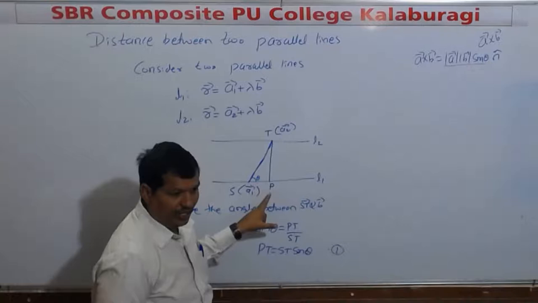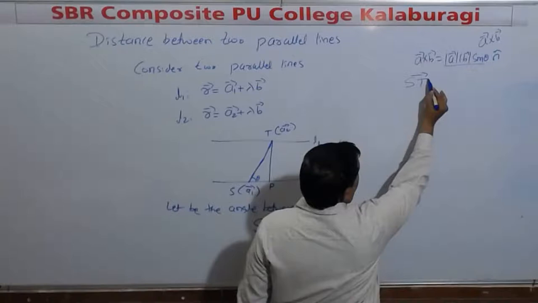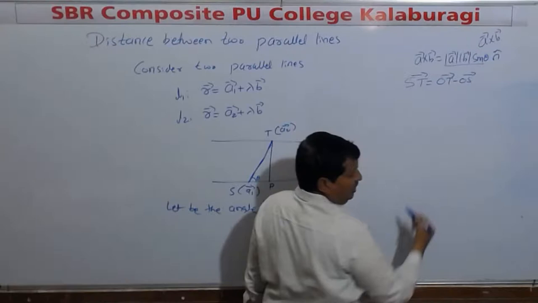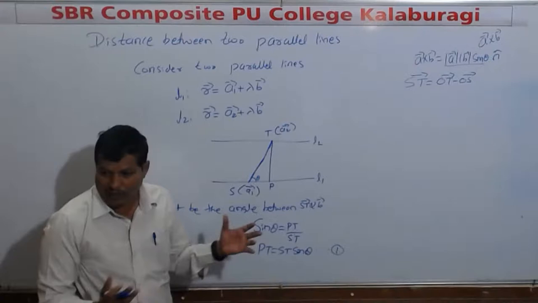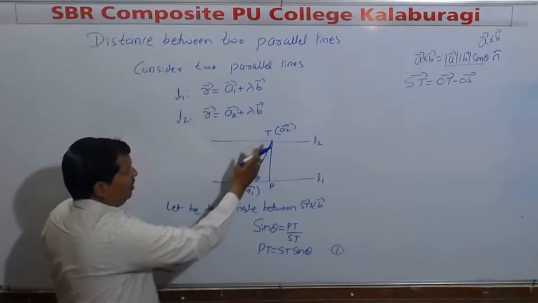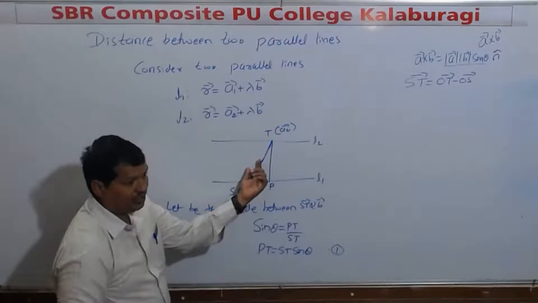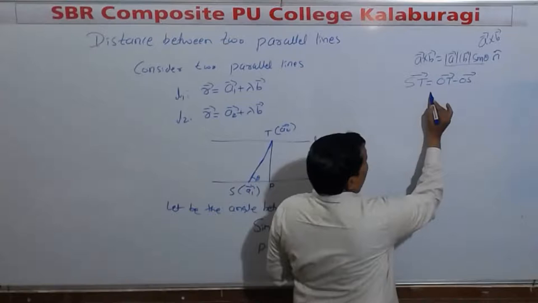Then what is the cross product of ST and B? First I want to find out what is vector ST. ST equals, you know, the position vector of the terminal point minus the position vector of the initial point. The position vectors of S and T are given with respect to the origin, so whatever terms you are discussing in a space are with respect to the origin. S is with respect to origin, T whose position vector is A2 is with respect to origin. Therefore, ST equals OT minus OS, which equals A2 minus A1.